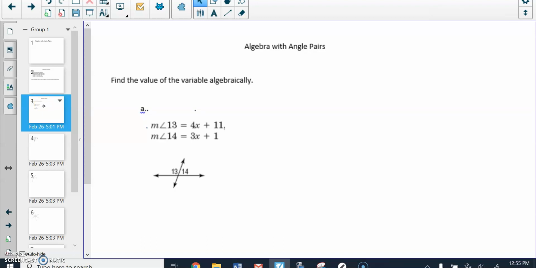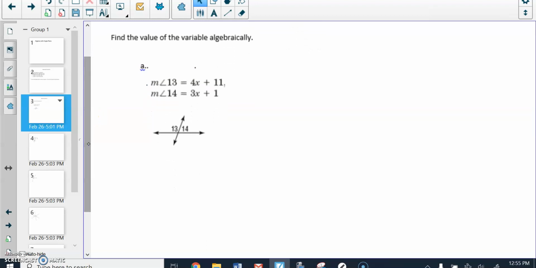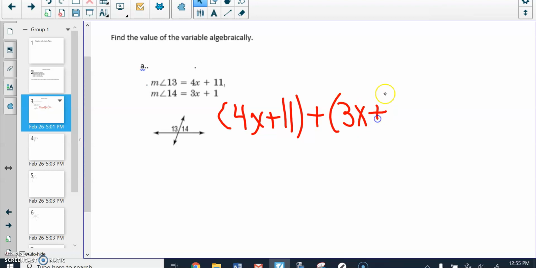In the picture, the measure of angle 13 equals 4x plus 11, and the measure of angle 14 equals 3x plus 1. So these angles are a linear pair, or you can think about them as supplementary angles. So if I add the two expressions together, 4x plus 11 plus the quantity 3x plus 1, I get a total of 180.